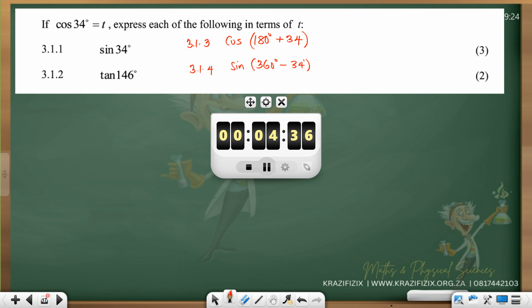Hi, Carla. So, why are we saying 180 plus 34? That's a new question. You solve it. Oh, it's okay, sorry. Yeah, so it's 3.1.1, 3.1.2, 3.1.3, and 3.1.4.